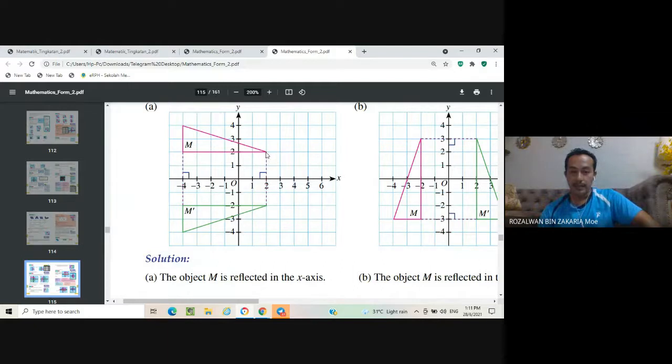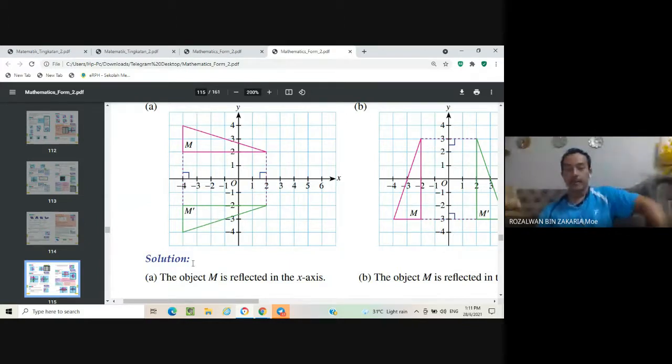The distance from here to here is also 1, 2, 3, 4. There are 4 units. So 4 divided by 2 means 2 units. So the axis of reflection should be 2 units away, because 4 divided by 2 equals 2. So 1, 2, here. From the image also 1, 2. So here. You can draw the dotted straight line starting here until here. That means the axis of reflection is along the x-axis.